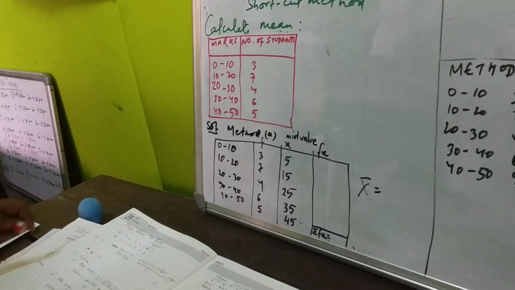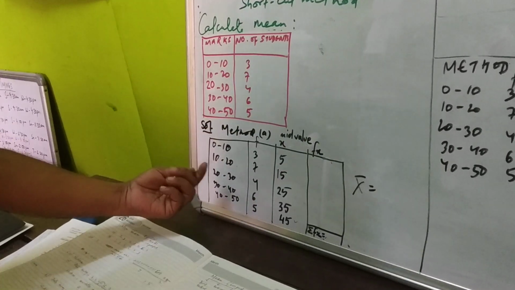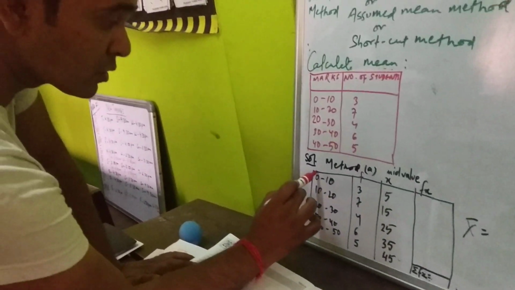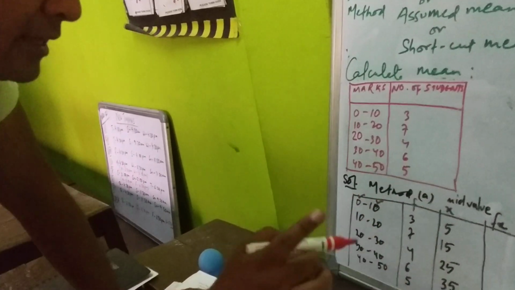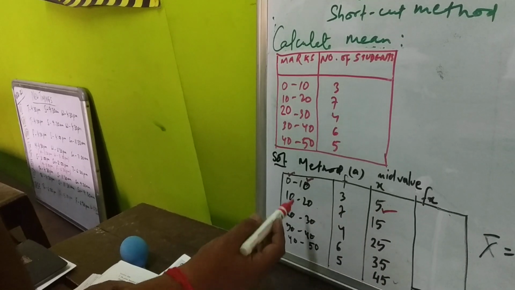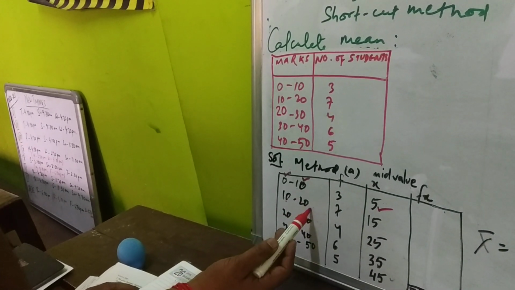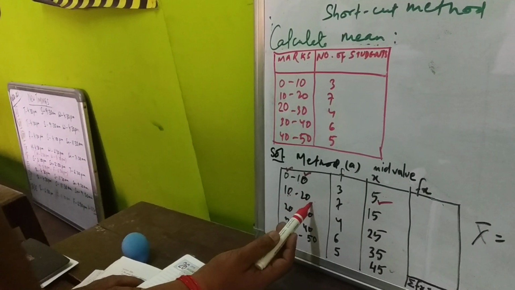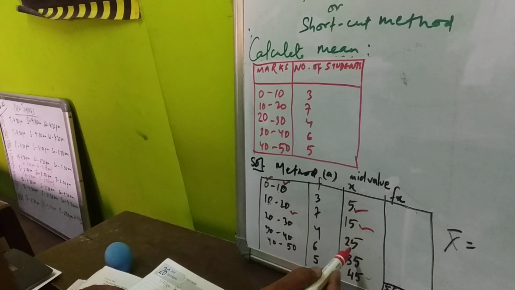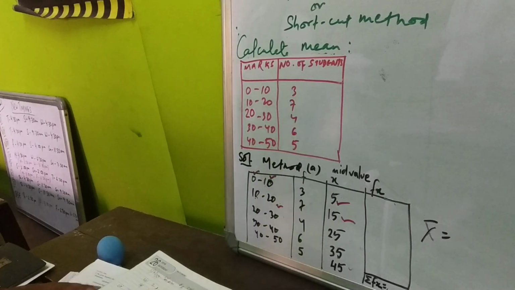Now what we do next is find the mid value of the class interval that is given. Now how do we calculate the mid value? Just concentrate here. 0 plus 10, 10 divided by 2, 5. That means we will add the lower and the upper class limits. 10 plus 20, 30 divided by 2 is 15. So that is how I have calculated all the mid values over here.